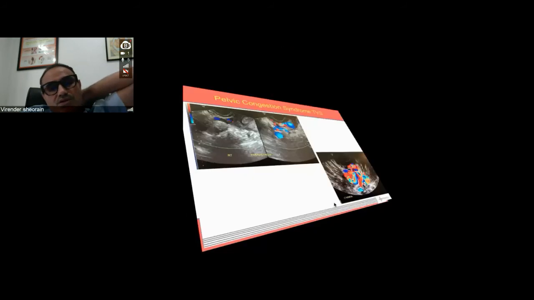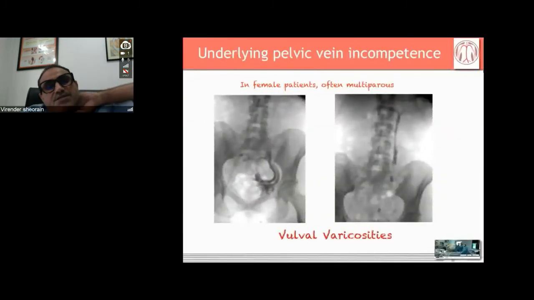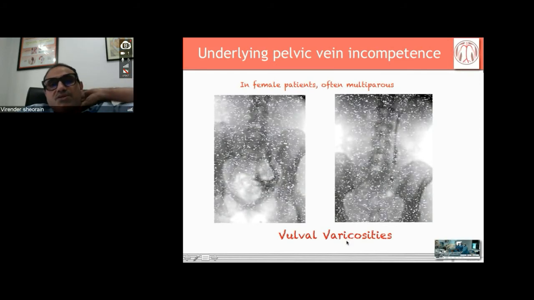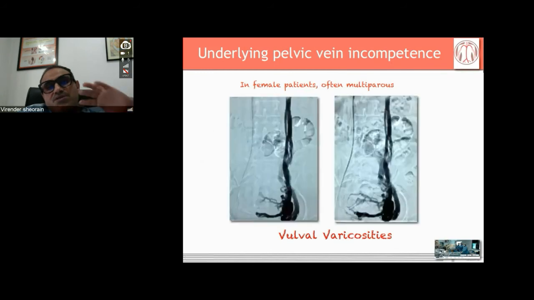a pelvic congestion syndrome or not. Here is an example, DSA, how a pelvic congestion syndrome or a dilated pelvic vein looks, and it can cause vulval varicosities, and this is how it is embolized. But ultrasound is a method which takes not more than 10 minutes, totally almost non-invasive, and you can give a lot of information with this scan.